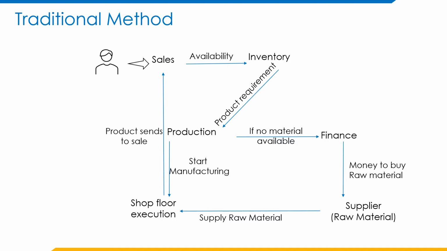The production department will in turn contact the financial department to get some financial support to buy the raw material, and then the financial department will contact the supplier of raw material to supply raw material to the shop floor execution. After getting the order from the production department, the shop floor execution will start manufacturing the products, and then at last it will transfer the product to the sales department.